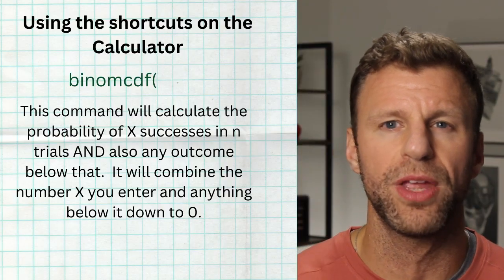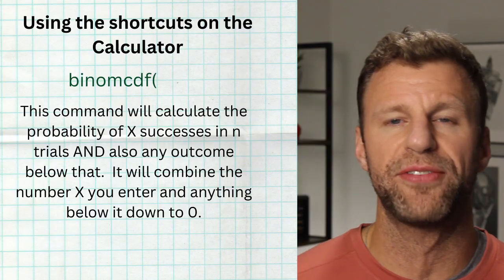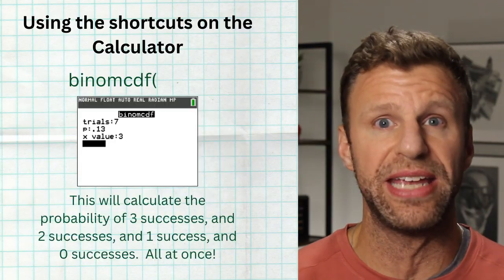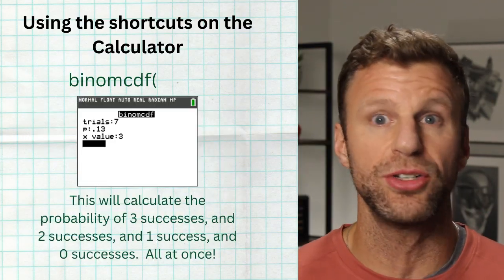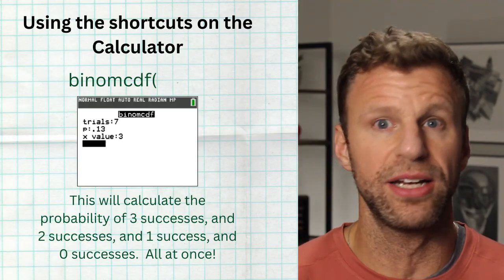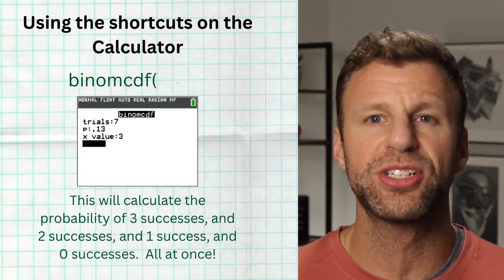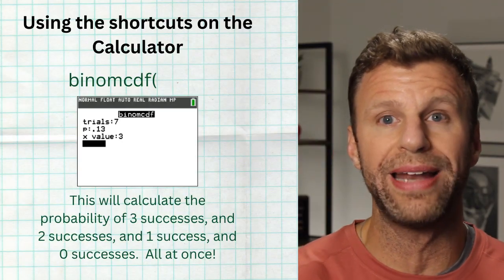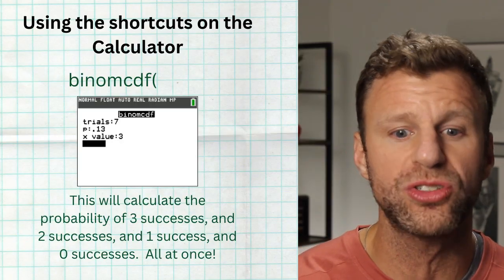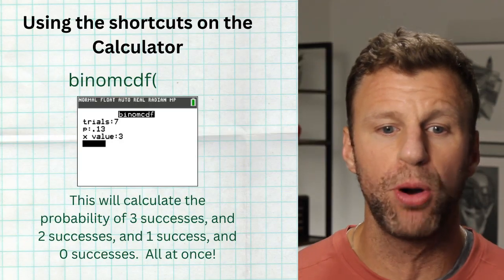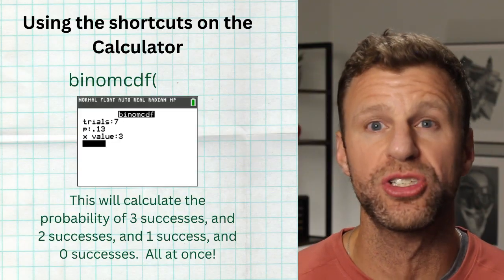what I like to say is it stands for counts down from. So if I use a binomial CDF command and I put a 3 in the X value, it's not just going to do X. It's not going to just do 3. It's going to do 3, 2, 1, and 0 and add them all together for you. It's going to put them all together for you, which is pretty nice.